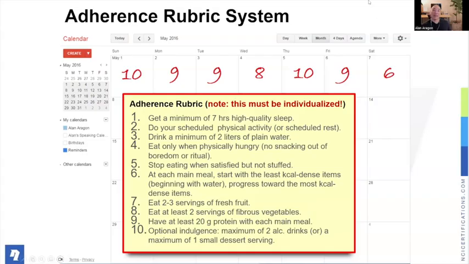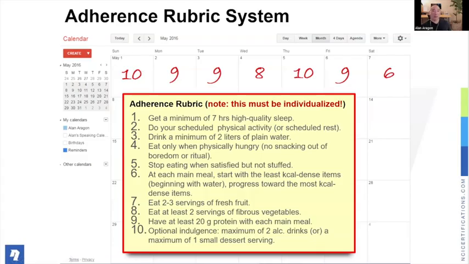So each one of these adherence points is basically part of a checklist. If you nailed each one of these things, if you accomplished, carried out, executed all 10 of these in a day, then you give yourself a 10.